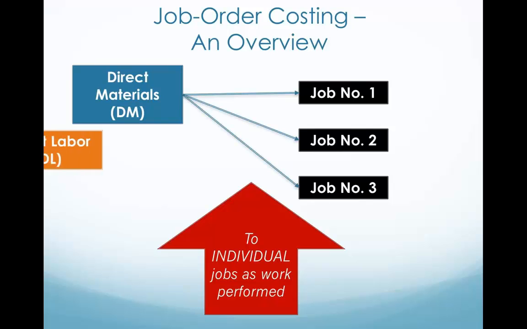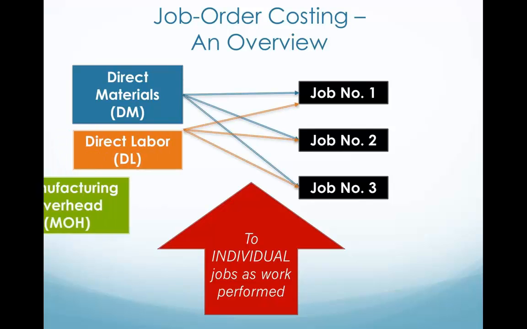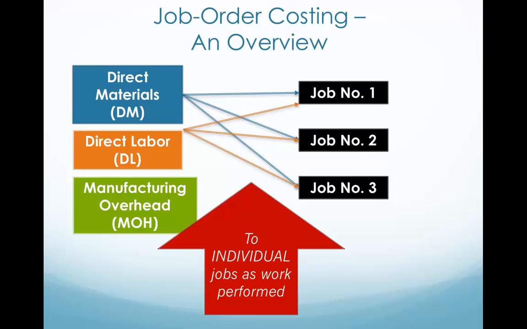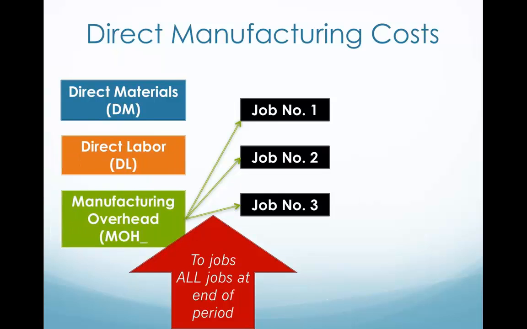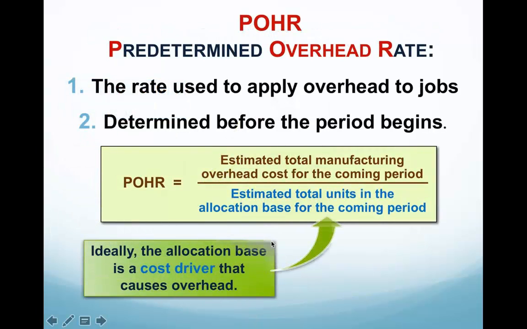Okay, so this shows you that direct material, direct labor, and manufacturing overhead can be applied to the individual jobs. So direct material and direct labor are applied to the individual jobs as they occur, and then the manufacturing overhead is applied at the end of the period, as shown here.